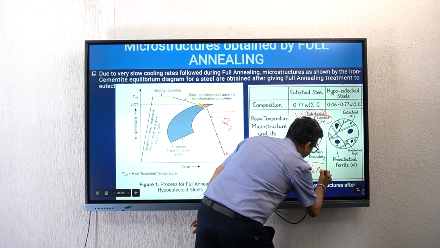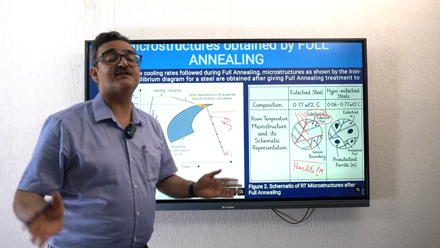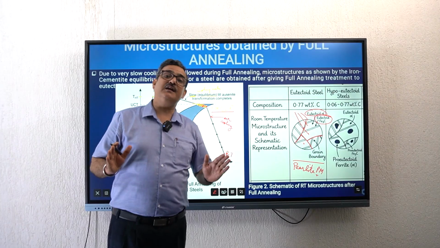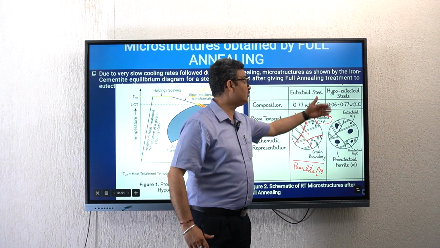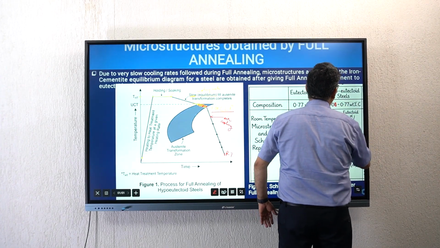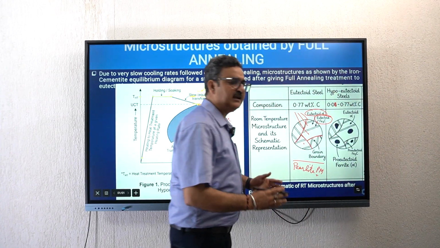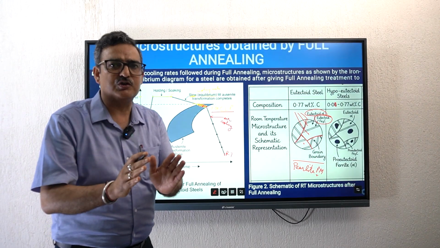Perlite phase mixture. What does that mean? Steel is containing ferrite and cementite, but all ferrite is eutectoid ferrite. All cementite is eutectoid cementite. And had it been a hypoeutectoid steel, 0.02 to 0.77, then apart from perlite, some pro-eutectoid ferrite was also there.